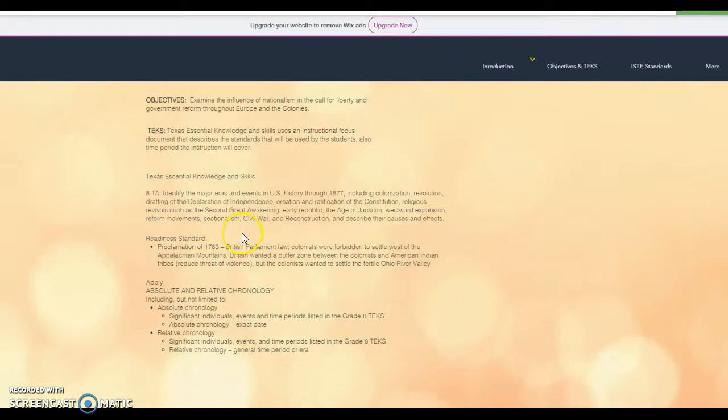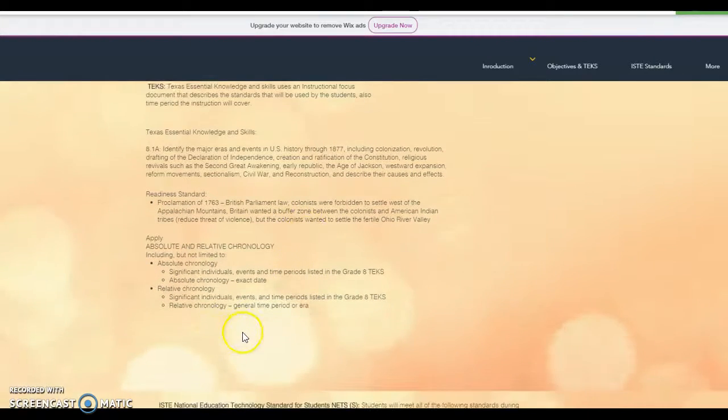Some of the TEKS would be 8.1, which covers a broad range of the early colonies and all the way up through the Civil War. The readiness standard would be the Proclamation of 1763. And they'll be applying absolute and relative chronology.